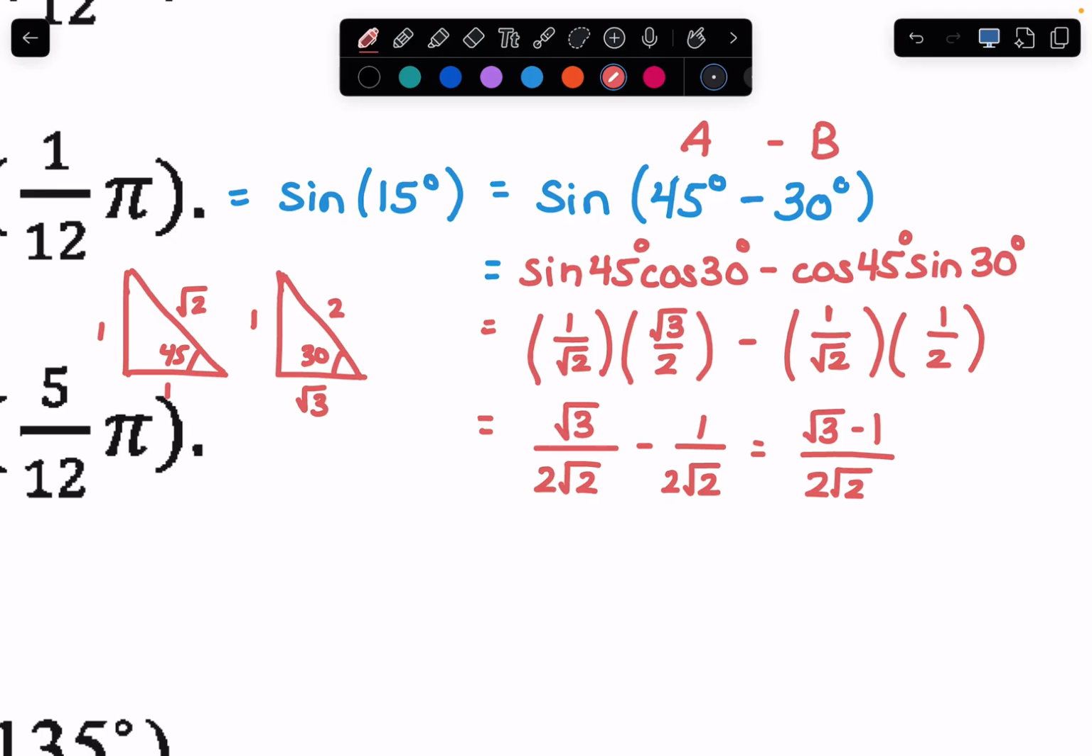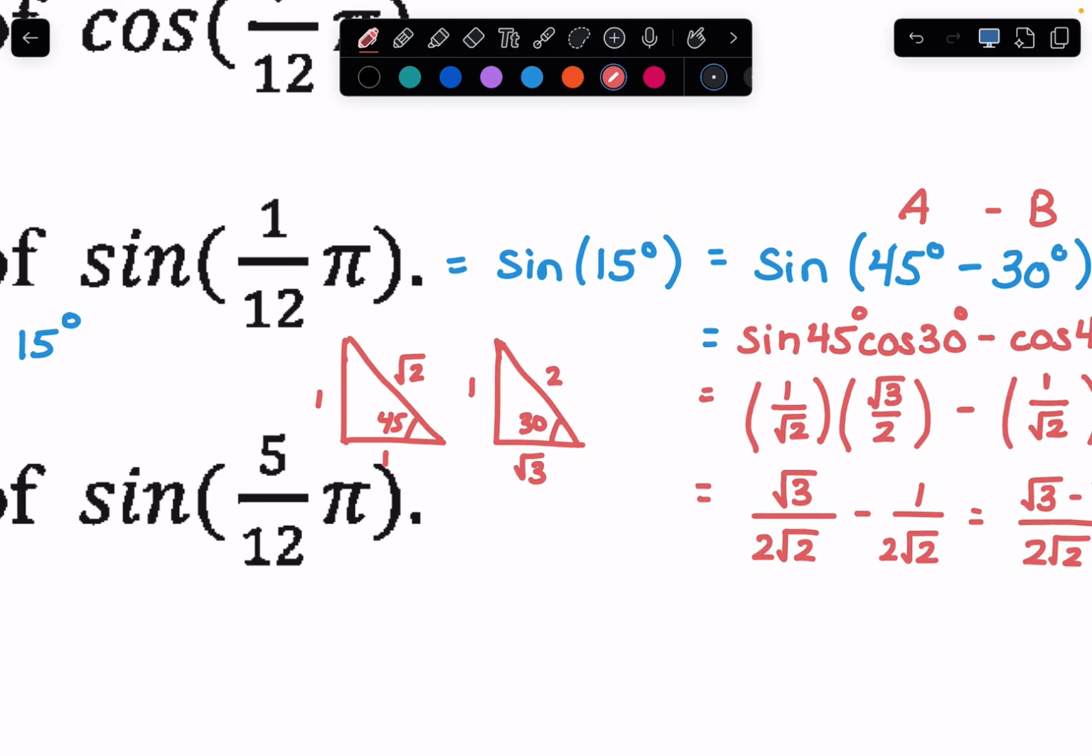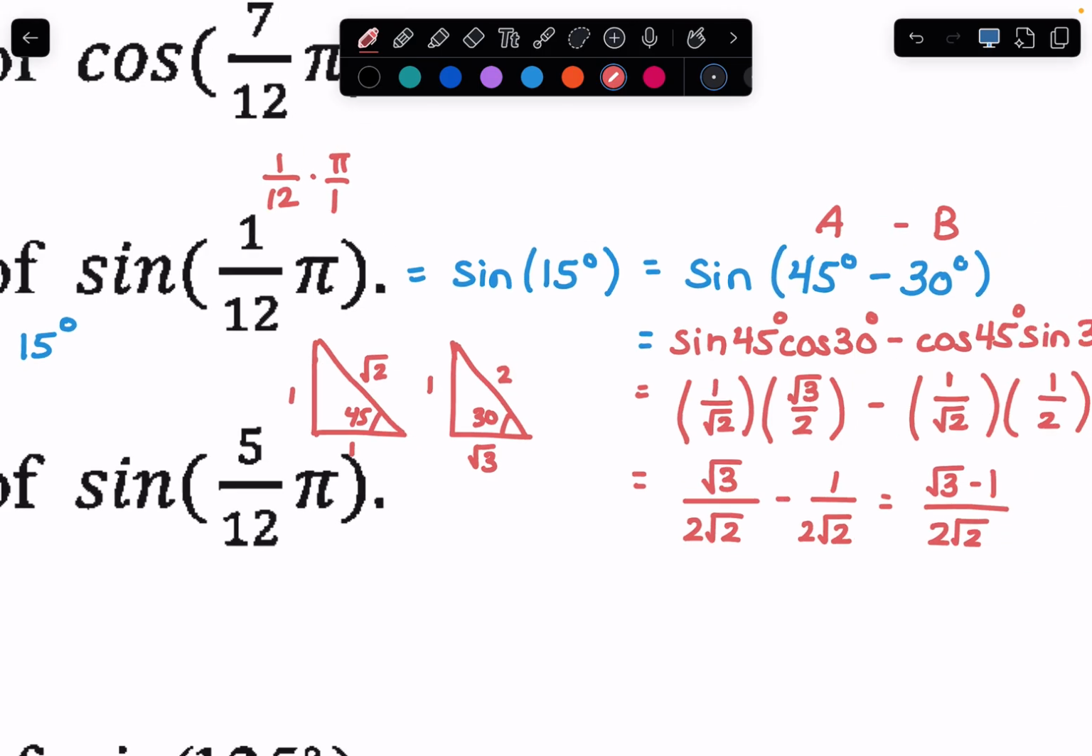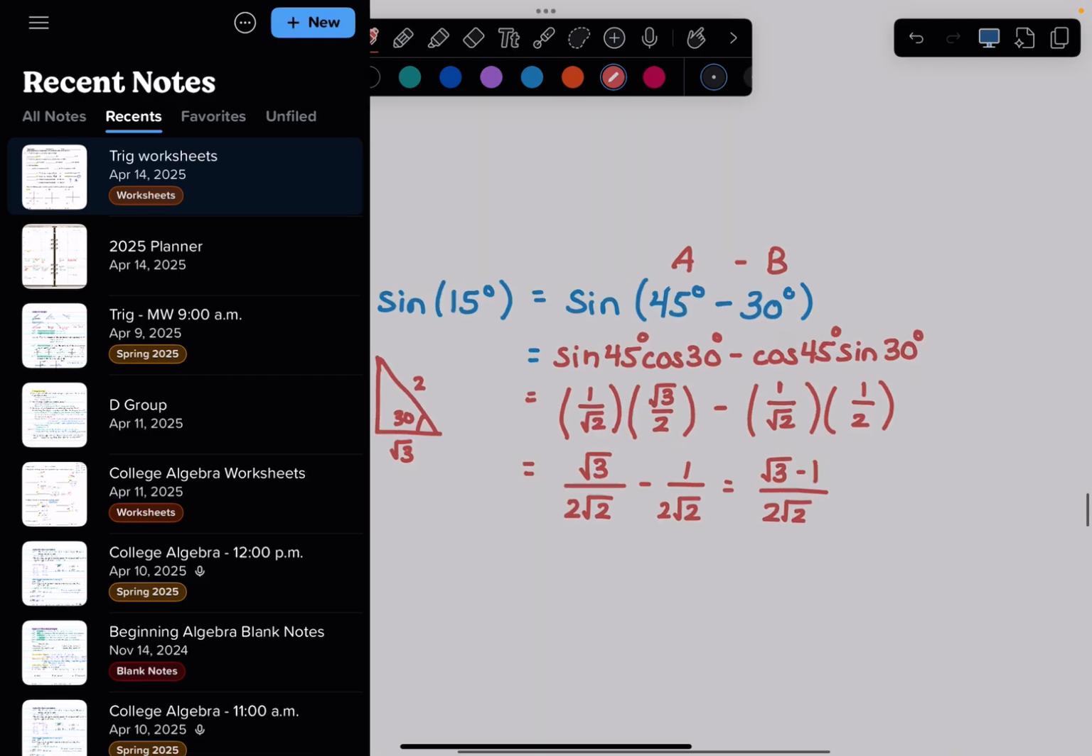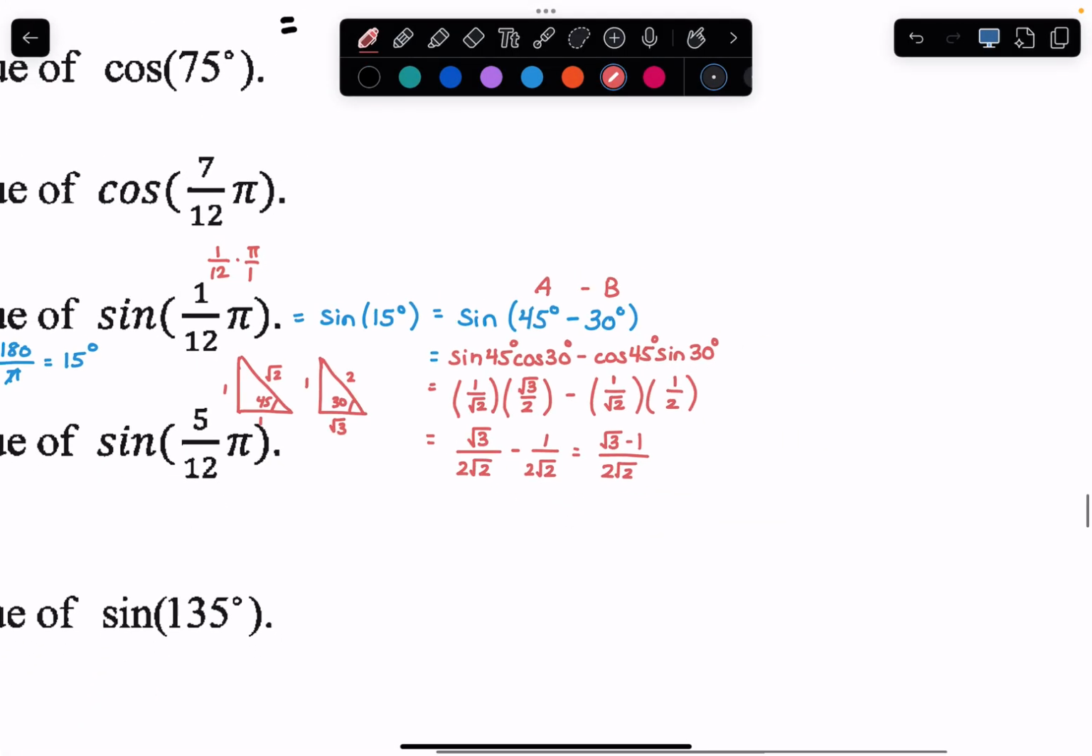Questions, comments, concerns? With the 1 over 12 pi, you just multiplied the pi times the 1, yeah, because it's like 1 over 12 times pi over 1. So you just smush them together. Everybody okay?